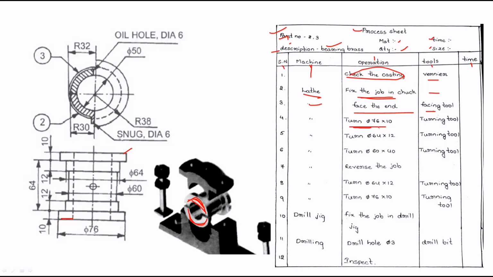Next operation is turning of 76 diameter into 10, that is this 76 and this 10 height. That is on the lathe machine only with the help of a turning tool. After that, turning of 64 diameter into 12. Where is 64? This is the 64 diameter. From here to here it is 64 and the height is 12 mm. So 64 into 12, with the turning tool, again on the lathe machine only.